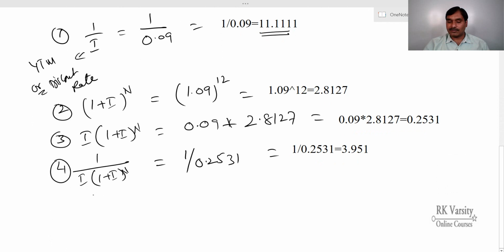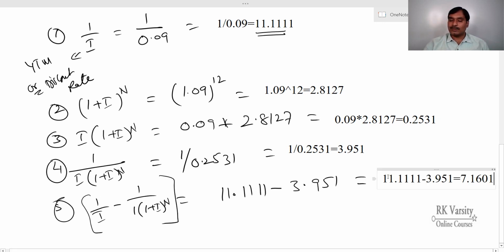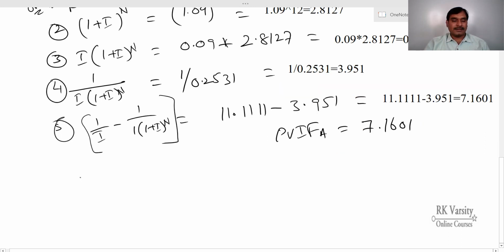Then 1 upon I, we have this value here, 11.111. Now in step 5, we substitute all the values in the final equation. So this equals 11.1111 minus 3.951, which is 7.1601. So your present value interest factor annuity is 7.1601.